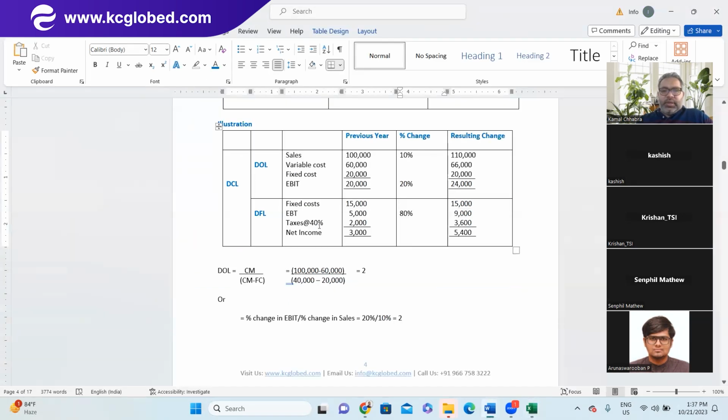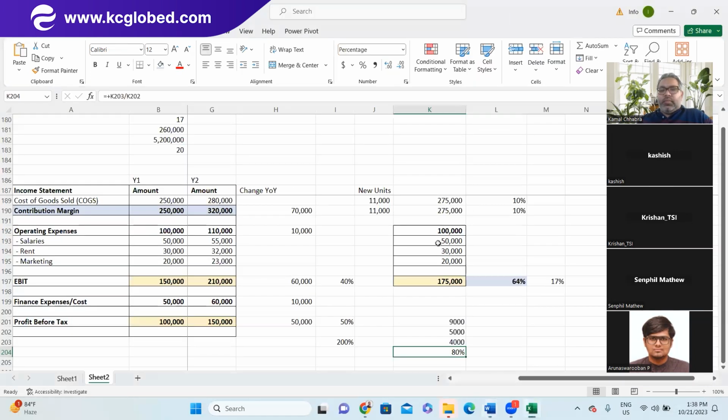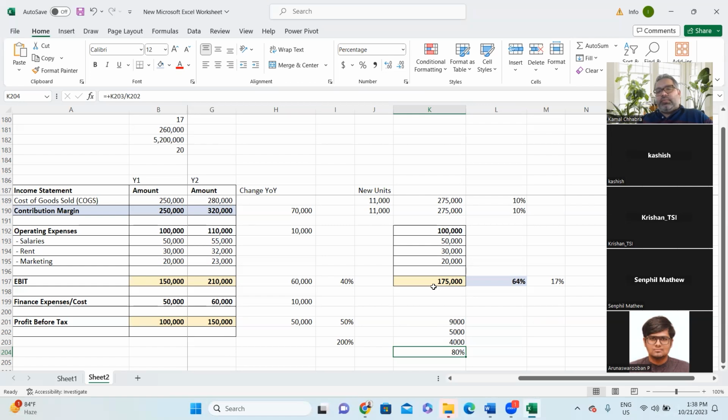So here if you see your next year earning with profit before tax, or you can say earning before tax, is $9,000, right? Previous year was $5,000. So what is the change? $4,000, right? And what is the percentage change? 4,000 divided by 5,000, 80%.